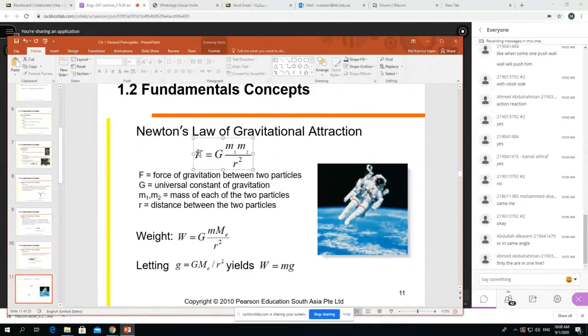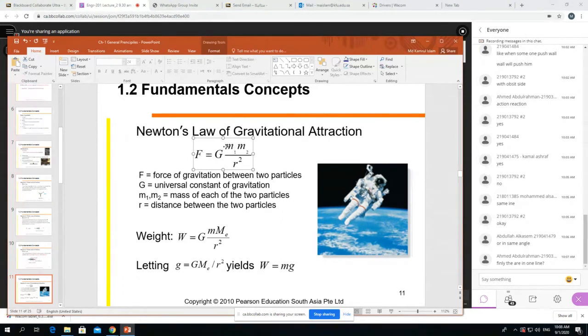If there is a gravitational force between two particles, G is the universal quantity. If there are two particles in the universe or on the earth, like you and me, you have some mass, or your book and your table, right? There is mass m1 and m2, and if there is a distance r, the attraction force between them is F equal to G m1 m2 divided by r square.